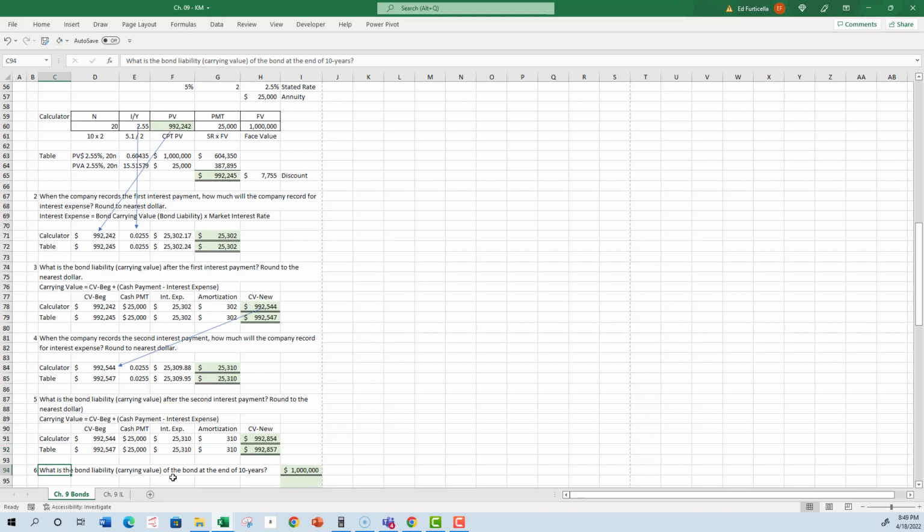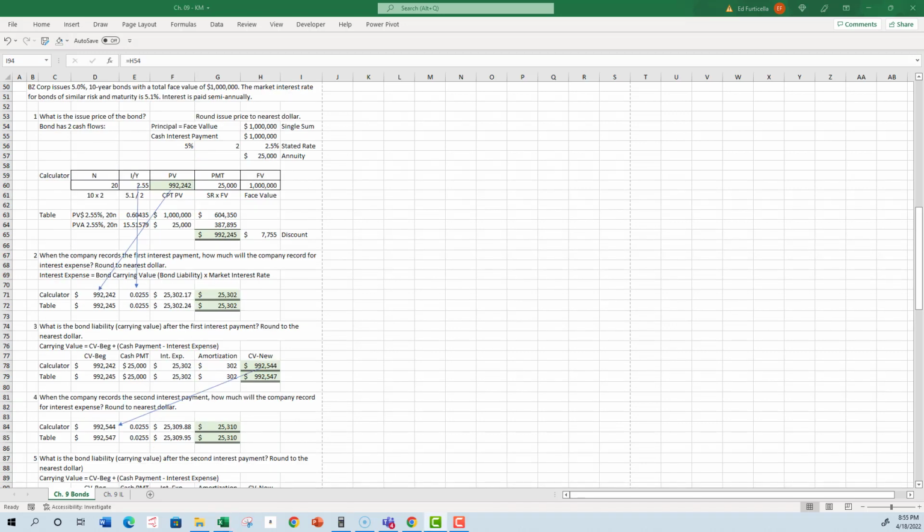And again, it's $1 million because all bonds have to mature at face value. So that's it for bond calculations. It's important that you can calculate the issue price of a bond, the interest expense for the bond, and then the carrying value of the bond. Those three calculations are extremely important for you.